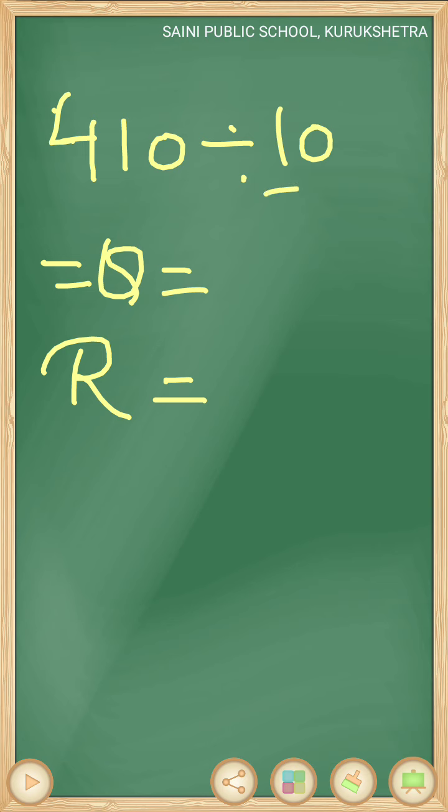Here is 10, here is 1 0 in 10. So here the quotient will be 41 and the remainder will be 0. Why? Because we will separate the last digit.